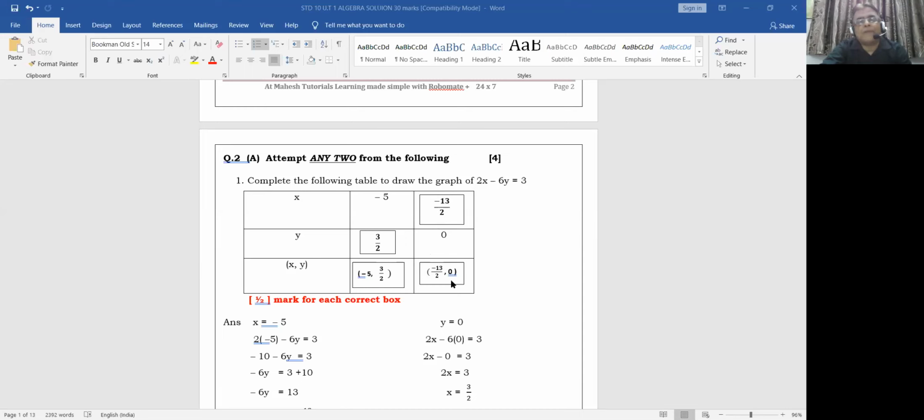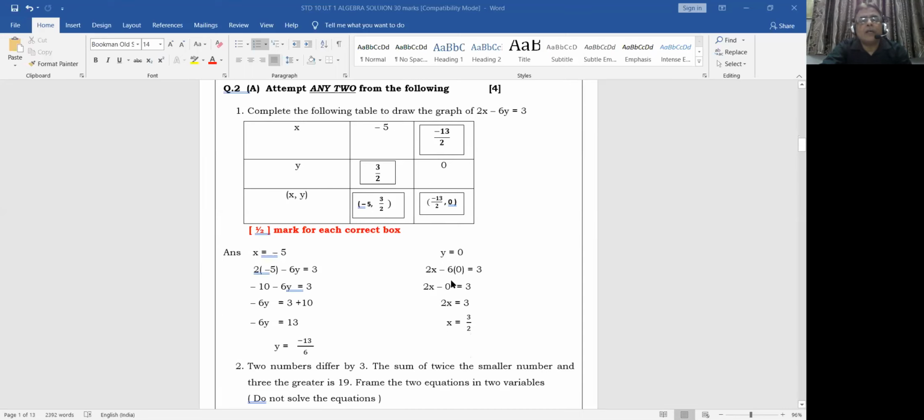Each box will carry half of mark. Working I have shown now. Again, in the exam, we don't have to show the working. If we fill in the box directly, still it is well and fine.